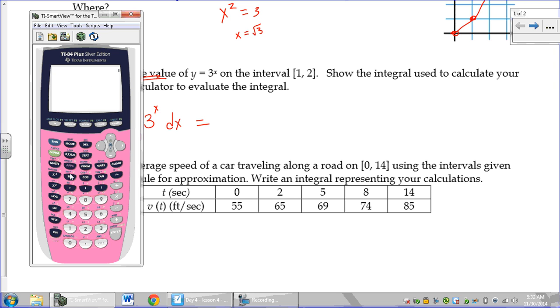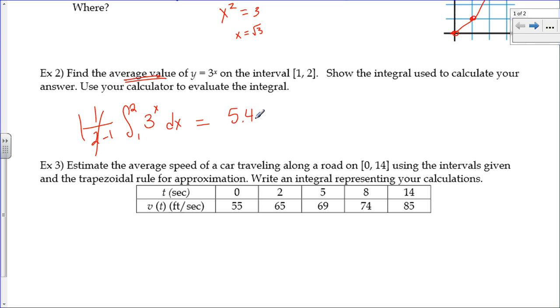So I need the integral from 1 to 2 of 3 to the x dx. Sorry, my calculator is extremely slow sometimes and it doesn't do what I want it to do. There we go. Hit enter. And the average value of 3 to the x dx is 5.4, what was that? Give me your calculator, where are you? 5.461. Remember 3 decimal places. And there you go. There's the average value of 3 to the x.